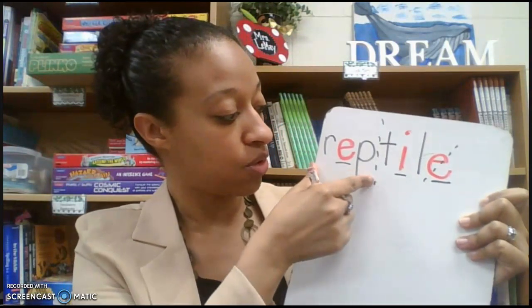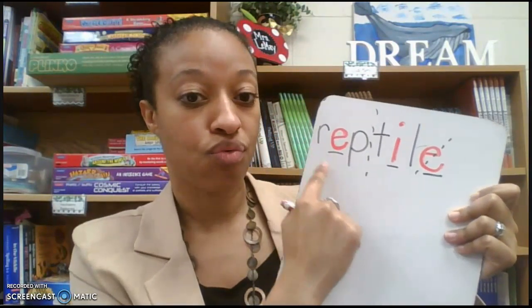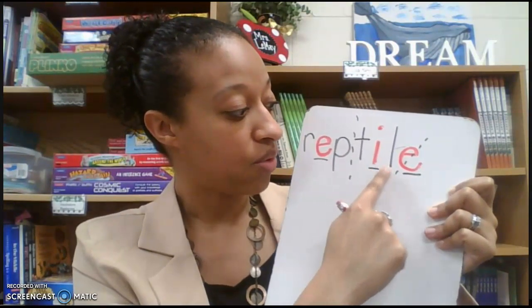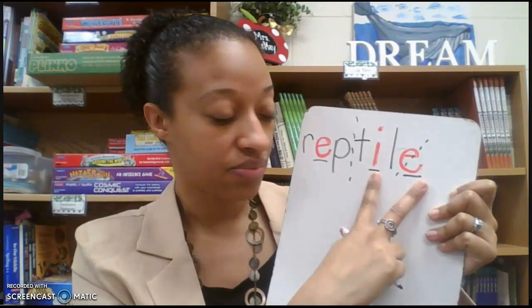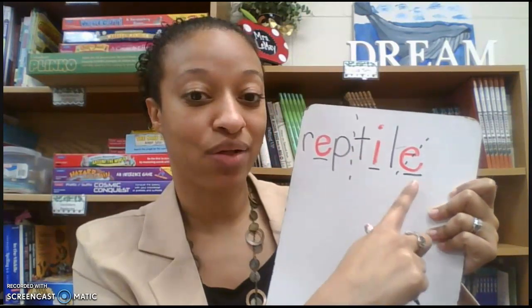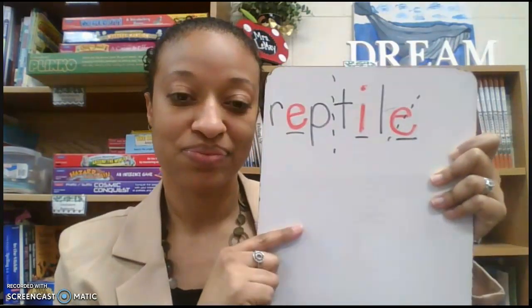Let's look at our first syllable. It is closed: rep. Let's look at the second syllable. Vowel, consonant, E. Sound of my vowel, I. Syllable: tile. Whole word: reptile, reptile. Okay, let's try another word.